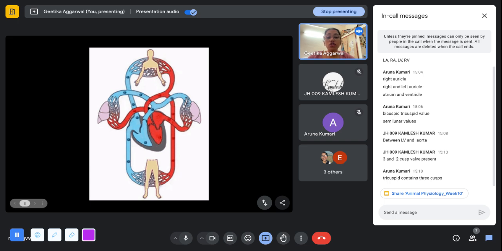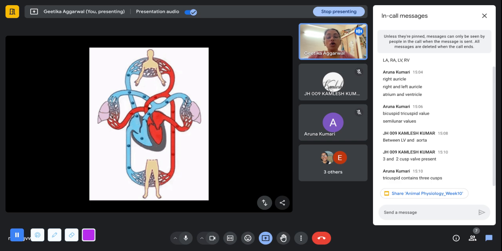So here is a GIF in which you can see how blood flows in the human body. Basically, from here you can see that the deoxygenated blood enters into the right atrium from the rest of the body, either from the superior part of the body or from the lower organs. It enters the right atrium, and from here it passes on to the right ventricle, and from here the pulmonary vein takes it to the lungs.